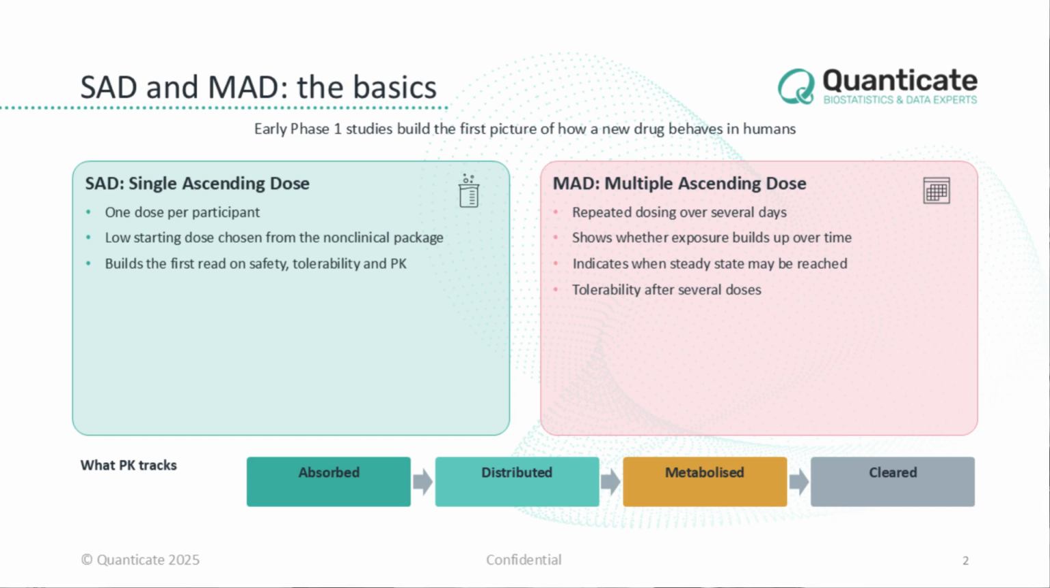MAD stands for multiple ascending dose. A MAD study looks at repeated dosing. It helps teams understand whether exposure builds up, how it changes over time, when steady state may be reached, and whether tolerability looks different after several doses.